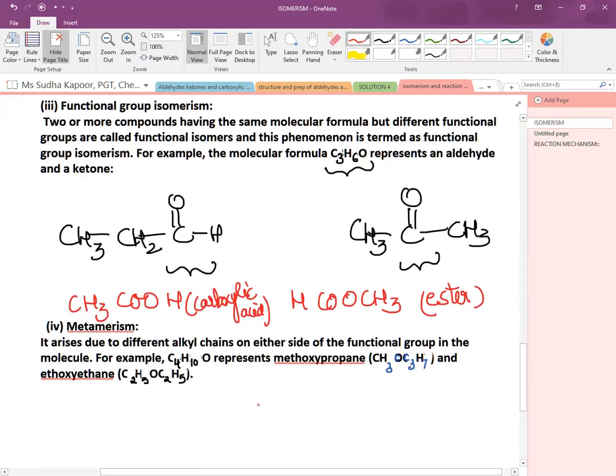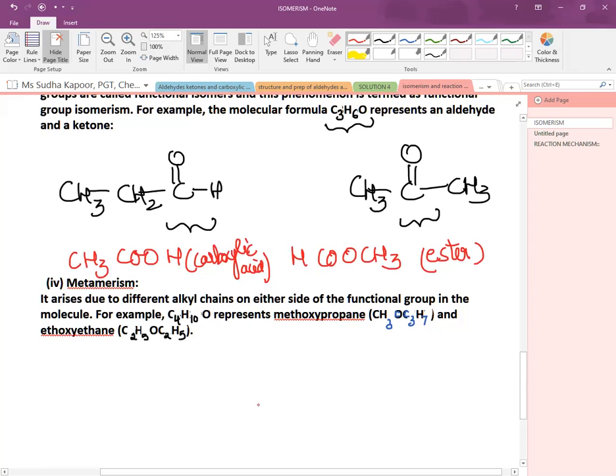Now let us come to the other isomerism, metamerism. Metamerism mainly arises due to different alkyl chains on either side of the functional group in the molecule. For example, C4H10O represents methoxypropane, that is CH3OC3H7, or it can also be represented in the form of diethyl ether.